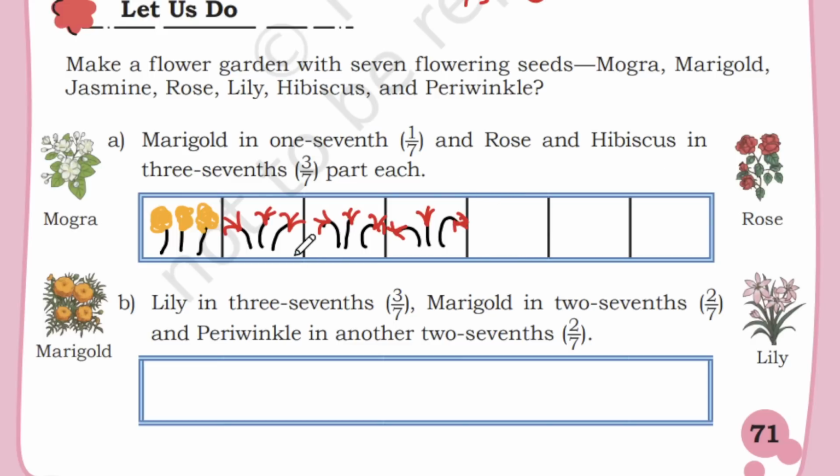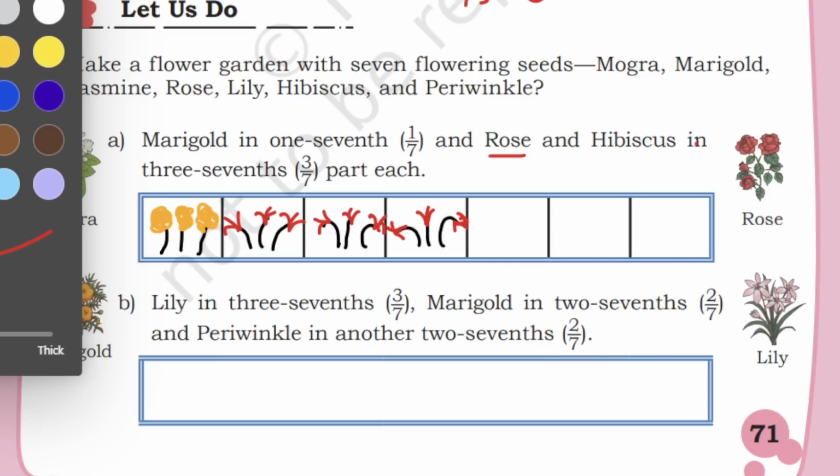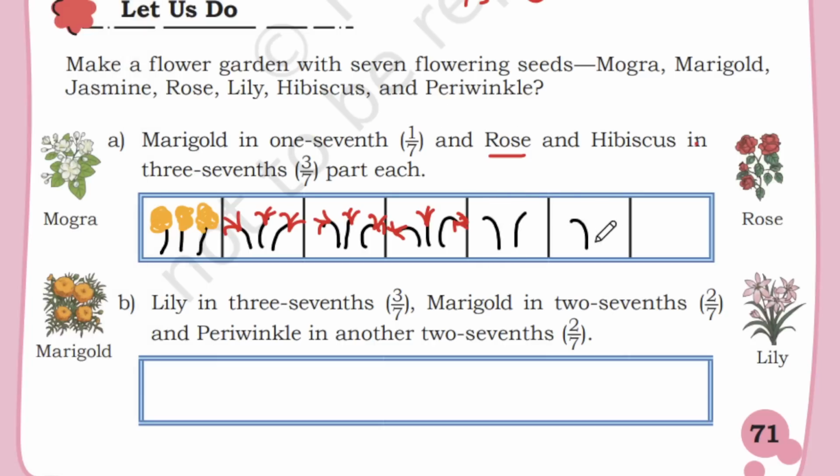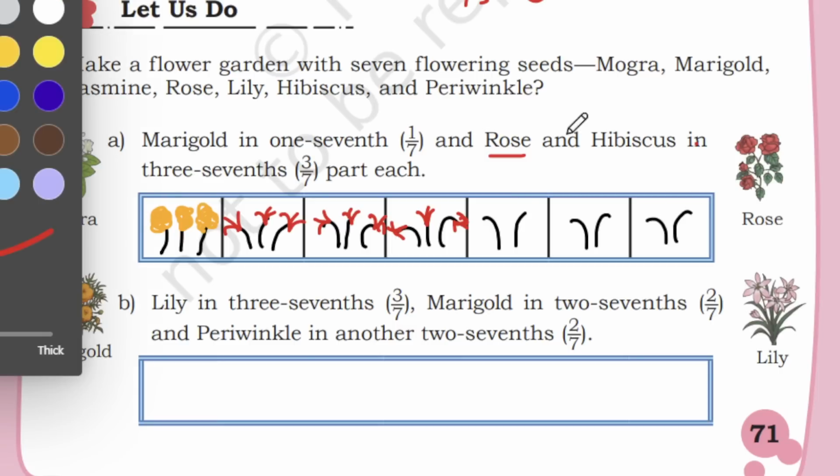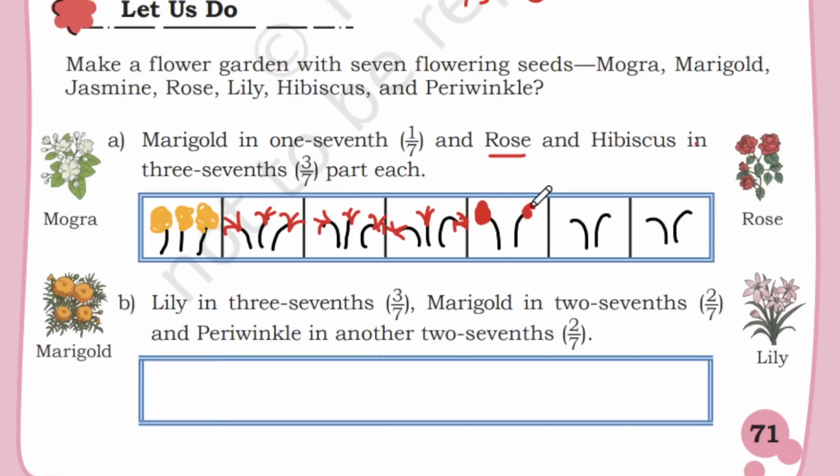Okay, so next. So this is not planted with anything now. So because 1/7 part, okay, 1 minute, students. Marigold 1/7 and rose and hibiscus in 3/7. Okay, both rose and hibiscus. So hibiscus is completed. Now we will do rose. Rose obviously in red color. Okay, rose.